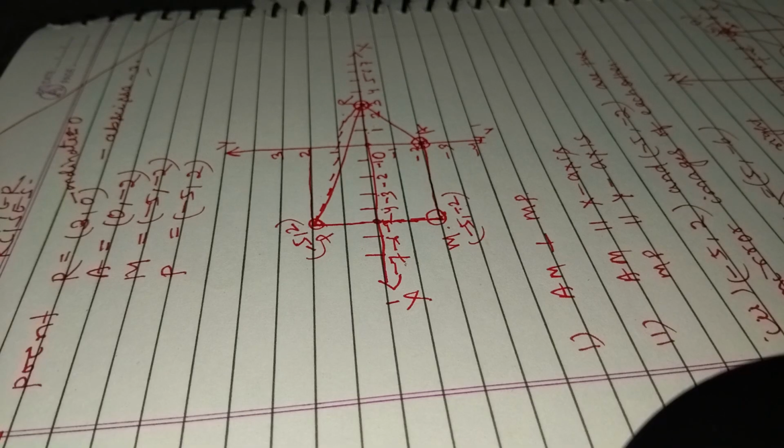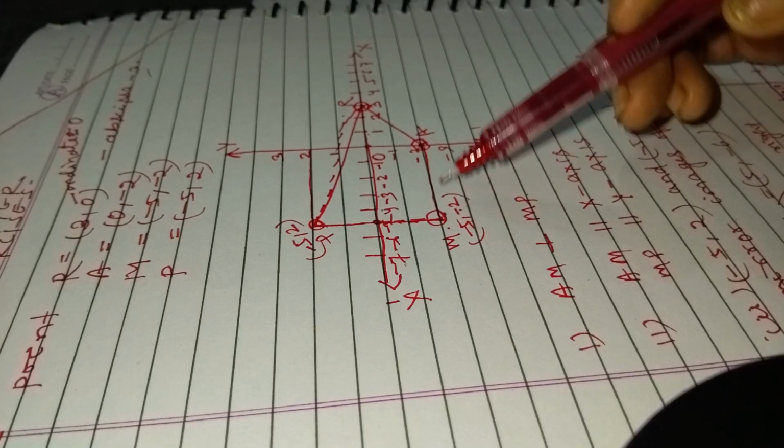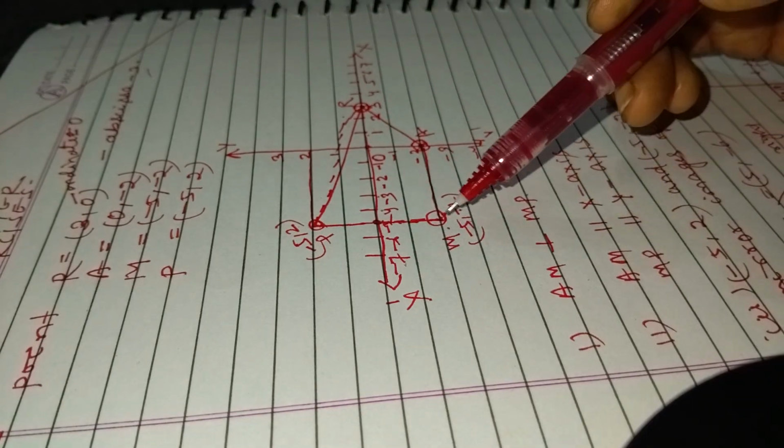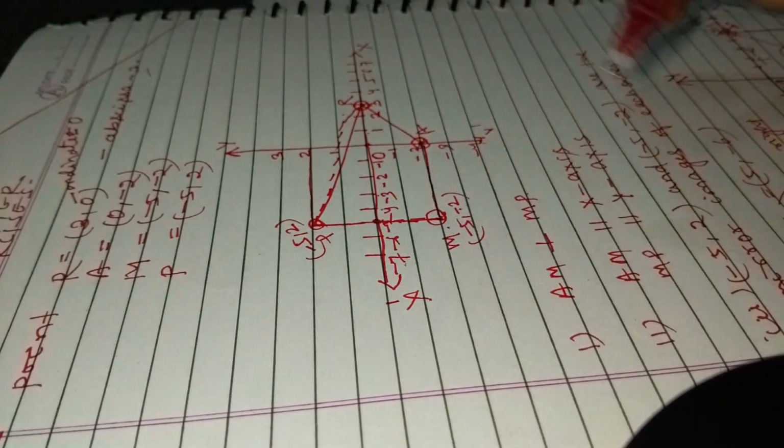Second question: one side of RAMP that is parallel to one of the axes. So which? AM is parallel to the x axis and MP is parallel to the y axis. Now it is understood, right? Now come to the third question.